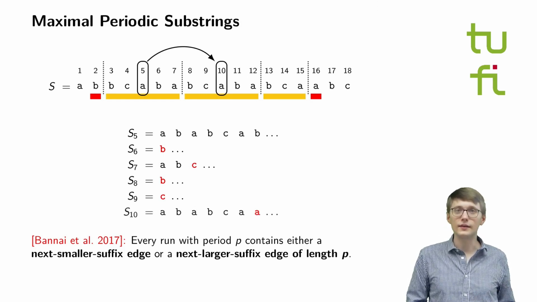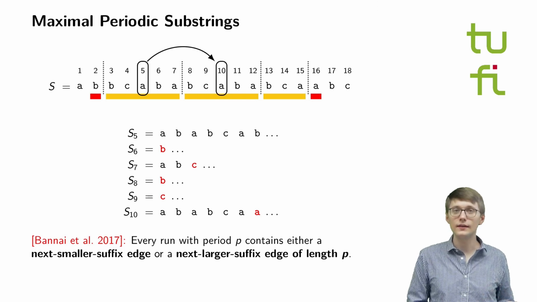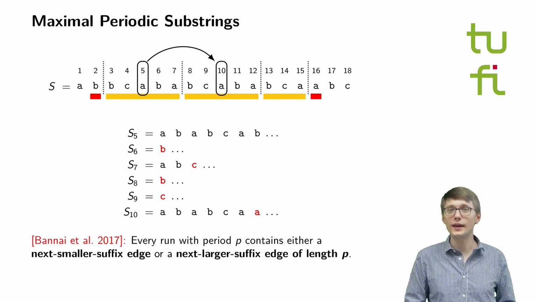Finally, we have suffix 10. Both suffix 5 and suffix 10 start with AB, AB, C, A. In suffix 10, this prefix is then followed by the symbol A, which is smaller than the symbol B in suffix 5. Therefore, suffix 10 is the next smaller suffix of suffix 5.